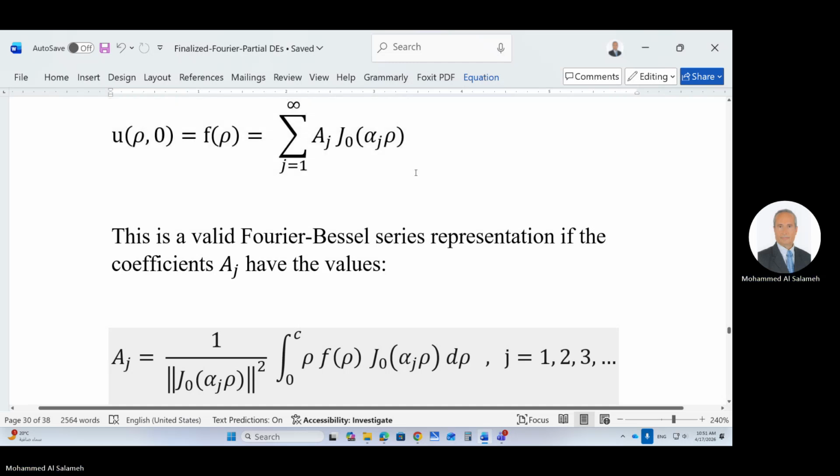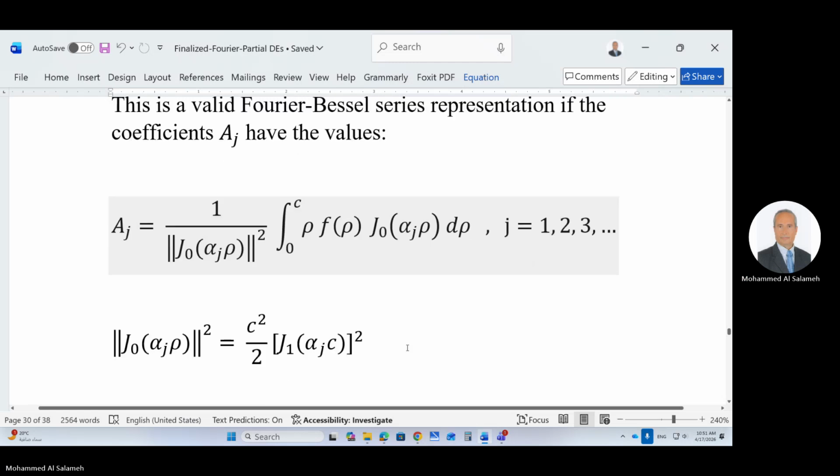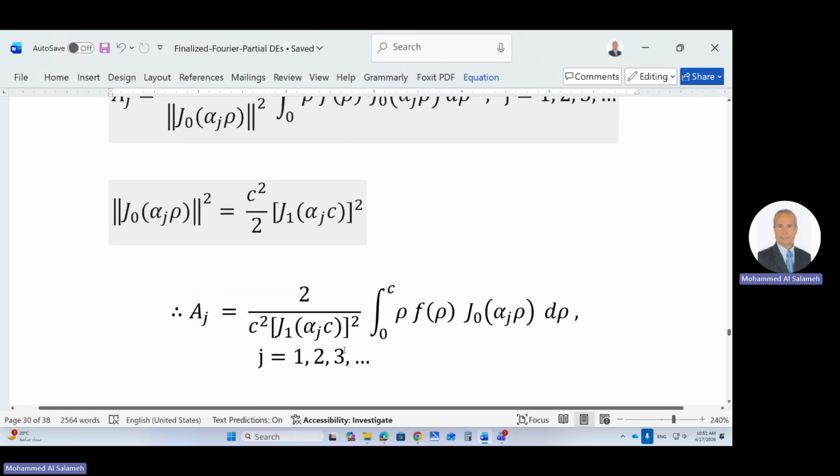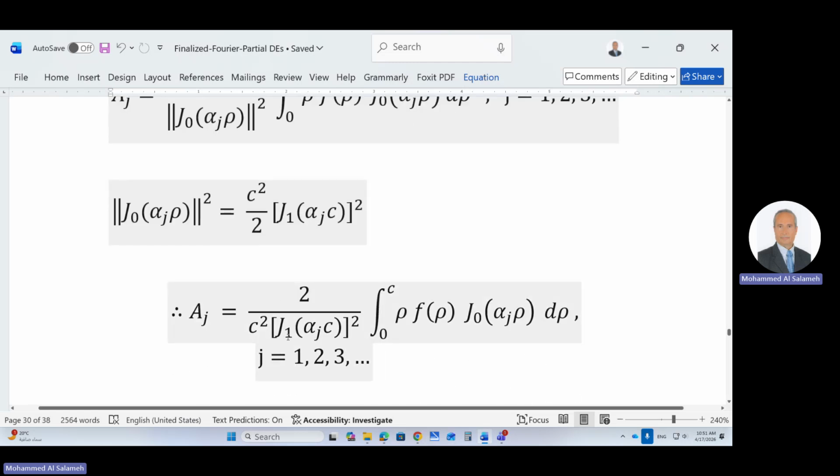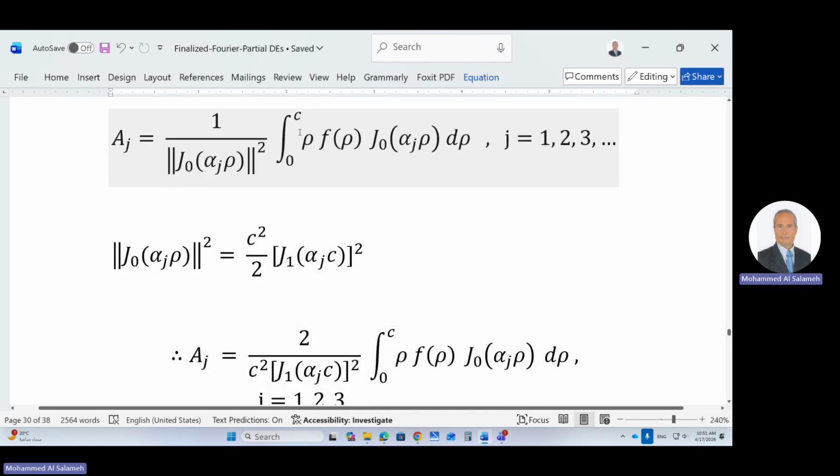We take the function multiplied by one of the Bessel functions, J0 of alpha j rho, where the magnitude of J0 of alpha j rho squared is equal to c squared over 2 times J1 of alpha j c squared. This is an identity from Bessel functions. And a j is equal to, substituting for the magnitude squared in the denominator, 2 over c squared J1 squared, integration from 0 to c of rho f of rho J0.